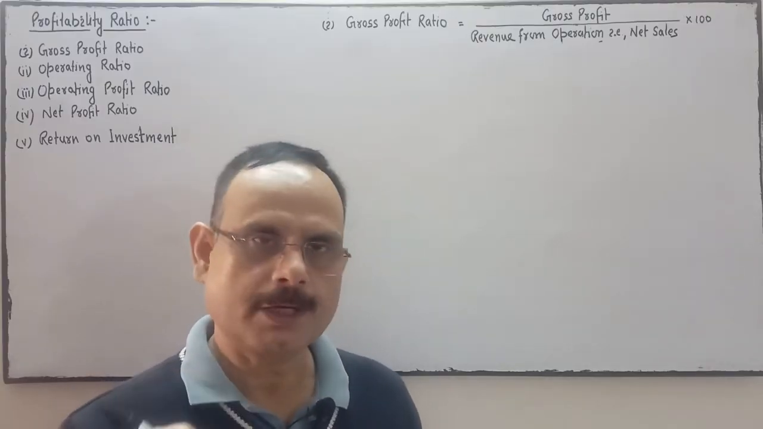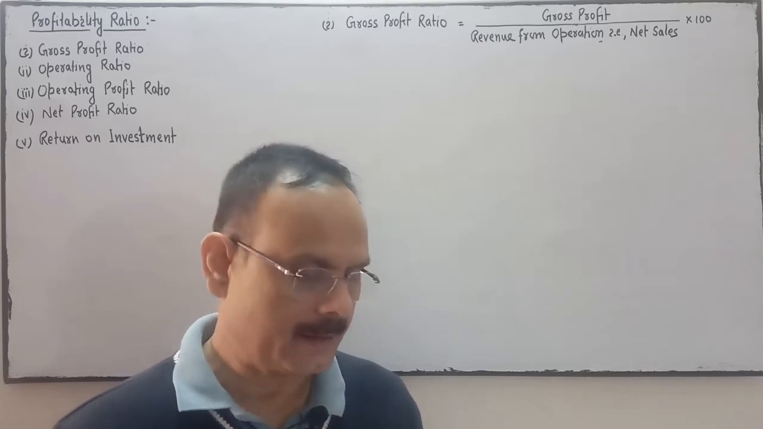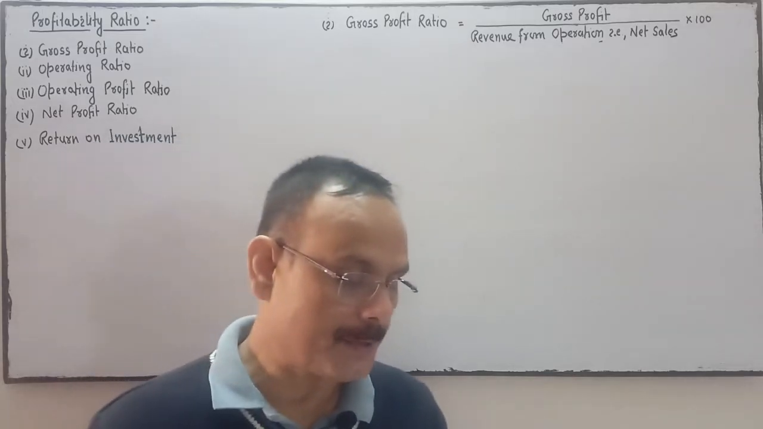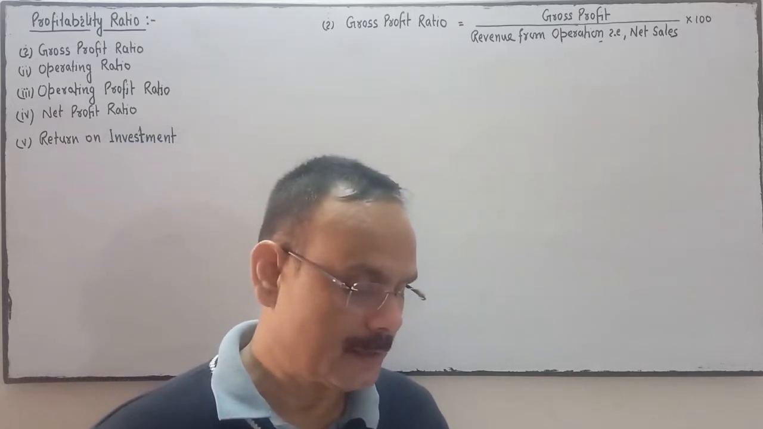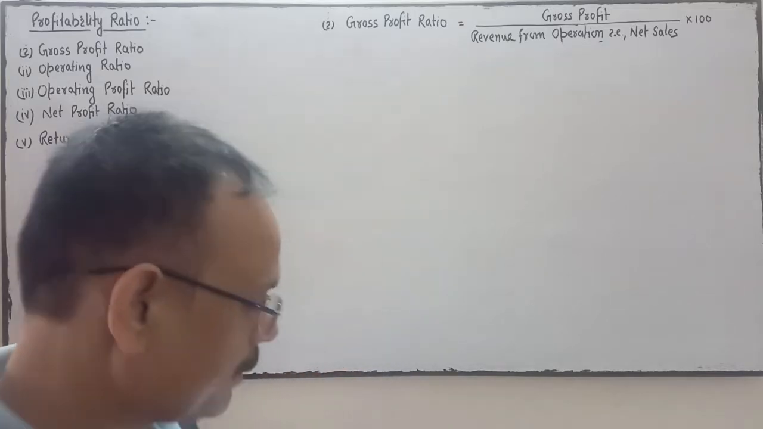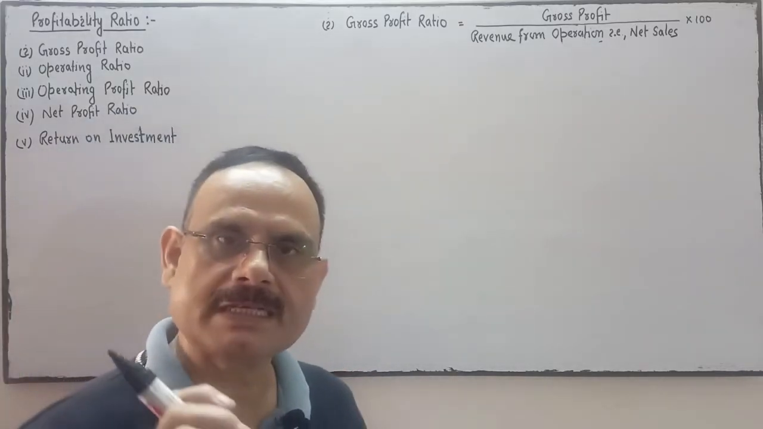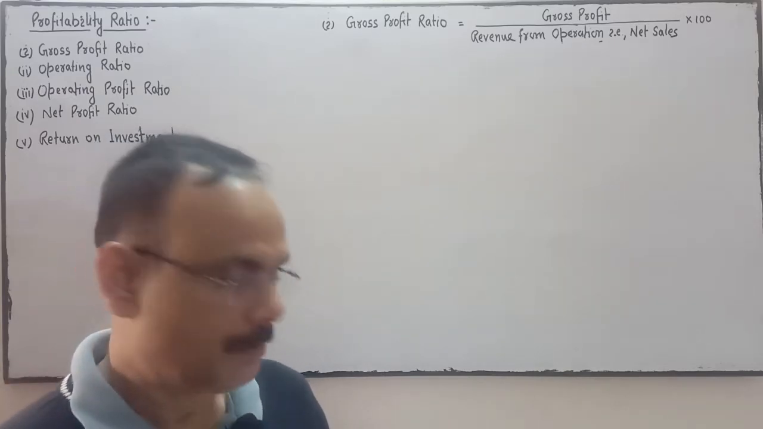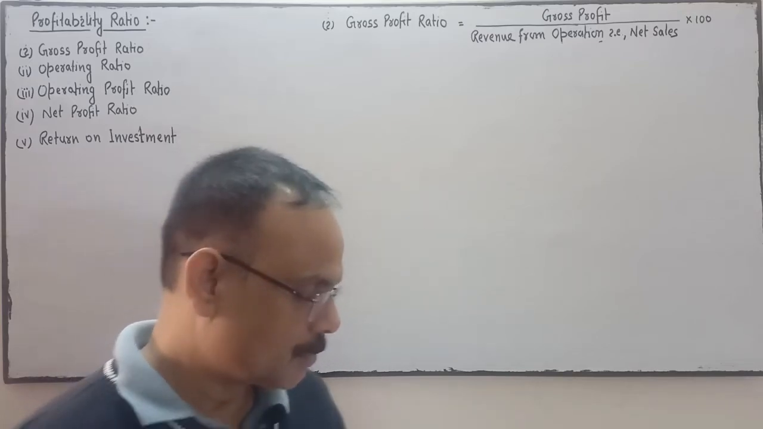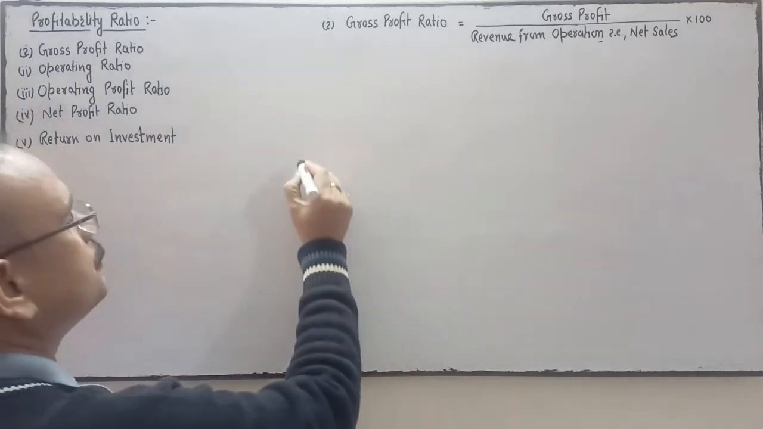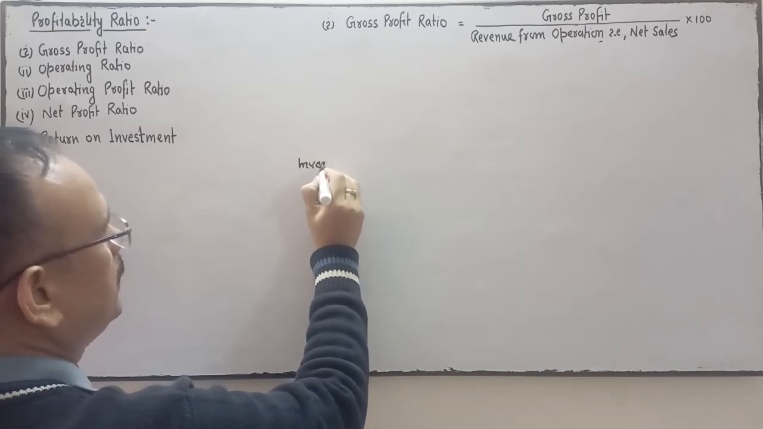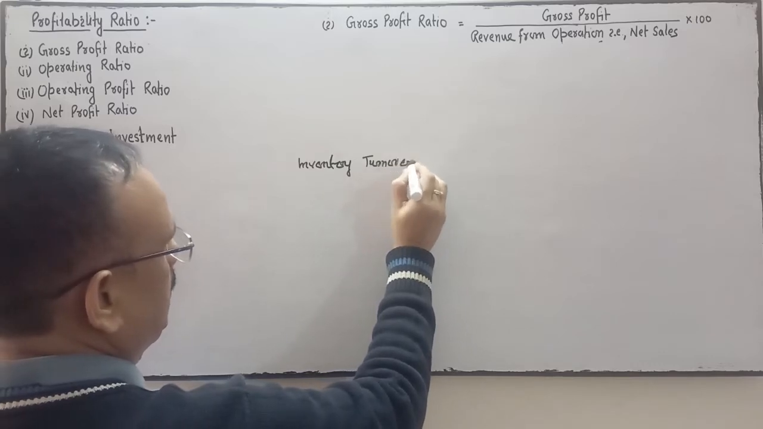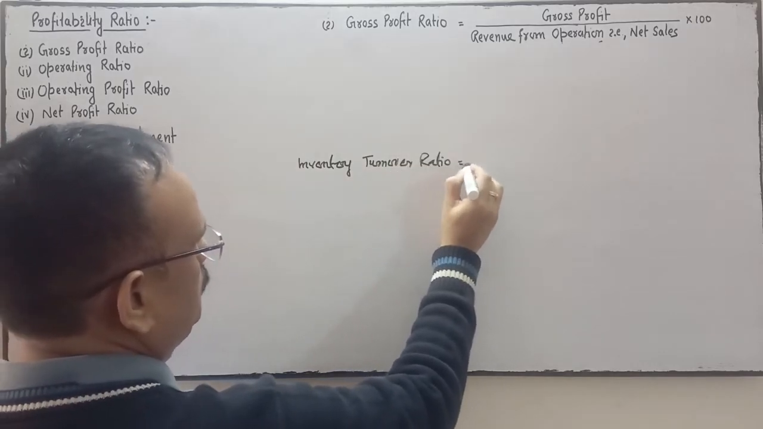Opening inventory 60,000, closing inventory 1 lakh, inventory turnover ratio 8 times, selling price 25% above cost, calculate gross profit ratio. So here to calculate the gross profit ratio, no information is directly given regarding the gross profit and revenue from operation, so we will find it out from the available information. So here inventory turnover ratio is given. So you write the inventory turnover ratio formula. You know the formula of inventory turnover ratio.